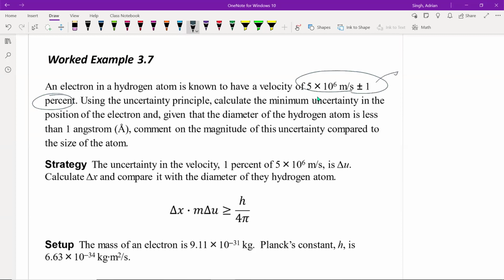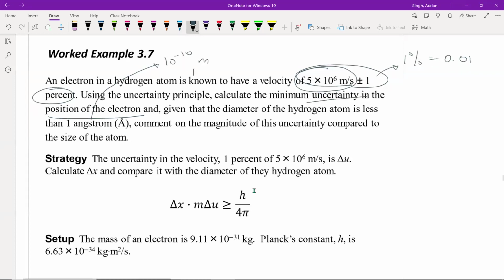Okay, so 1%, that's important because that's the same as 0.01. So this is the speed or the velocity, and then that's the uncertainty. The uncertainty, right, is going to be important here when we start doing this. We want to calculate the minimum uncertainty in the position of the electron, and then given the diameter is less than 1 angstrom, an angstrom, by the way, is 10 to the negative 10 meters, comment on the magnitude compared to the size of the atom.